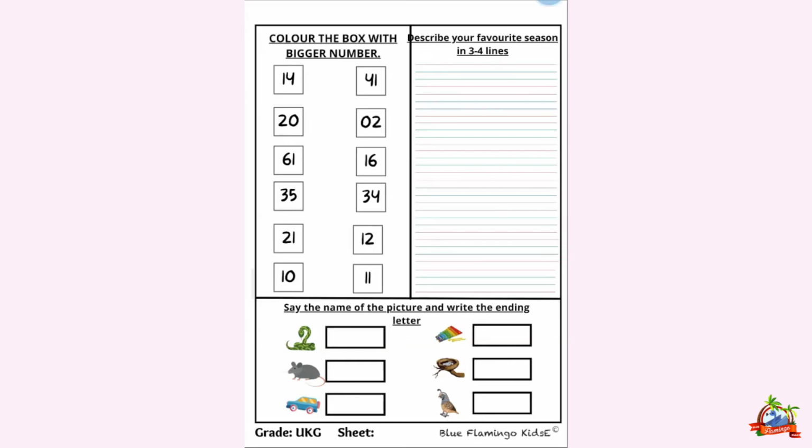The first picture is of snake. पहली पिक्चर किसकी है? स्नेक की. So the spelling will be SNAKE. Snake. So the ending letter means the last letter is E. What we will write in the box? E.